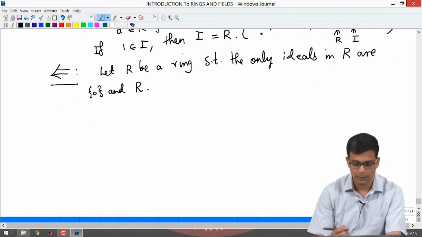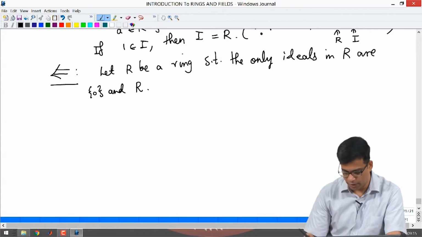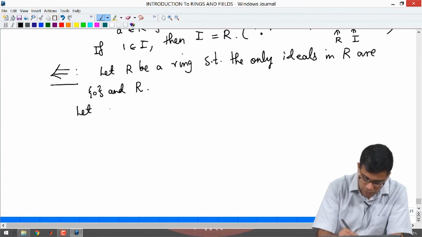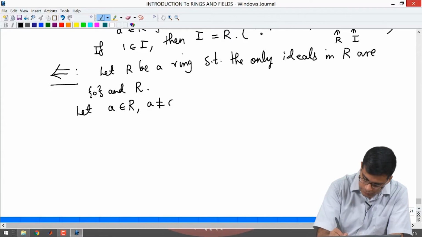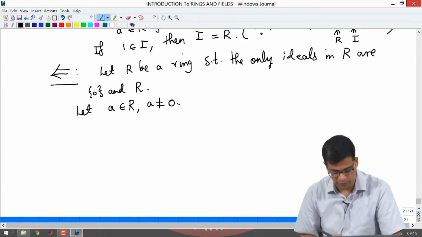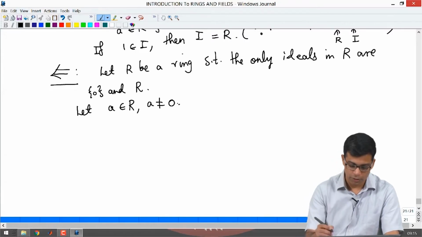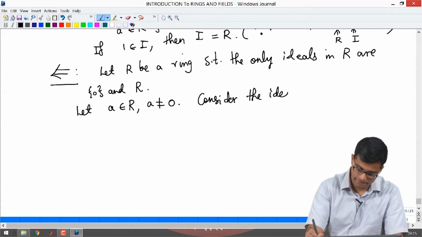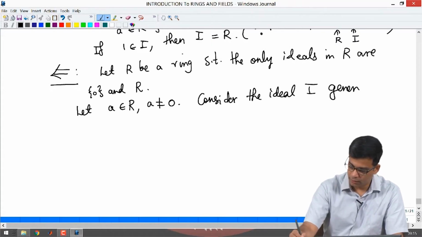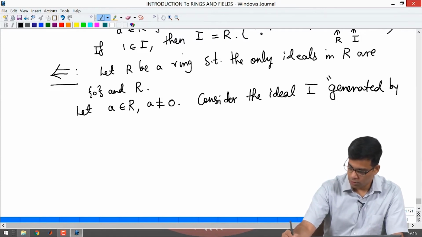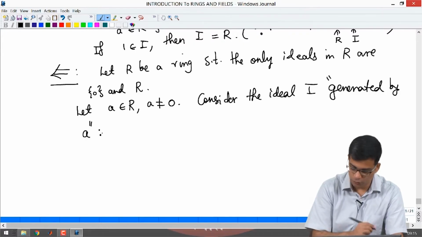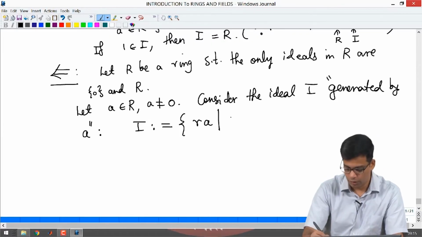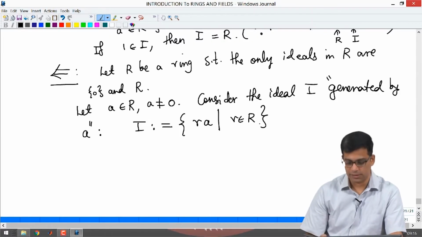we want to show R is a field, and again what is the meaning of a field? A field is a ring in which every non-zero element has a multiplicative inverse. So, let us take a non-zero element, let a be a non-zero element in R. We want to show that a has a multiplicative inverse, and then it will follow that R is a field. So, to show that, consider the ideal I generated by a. This is new terminology, I will explain this. By this I mean I is equal to all elements of the form ra, where r is in R.